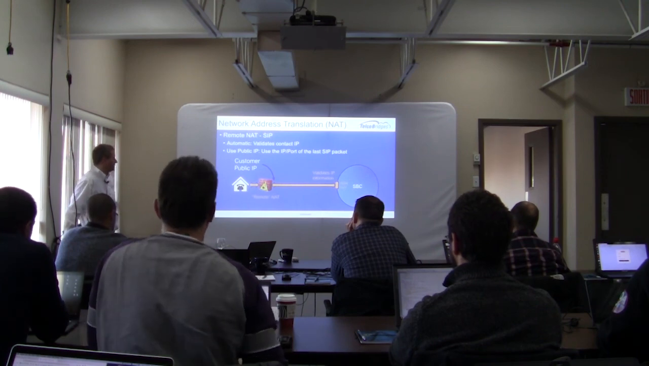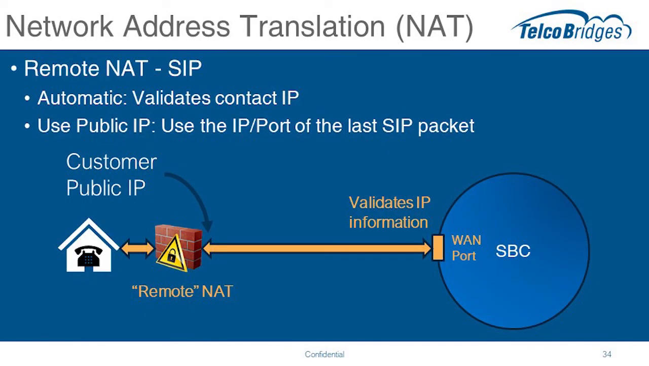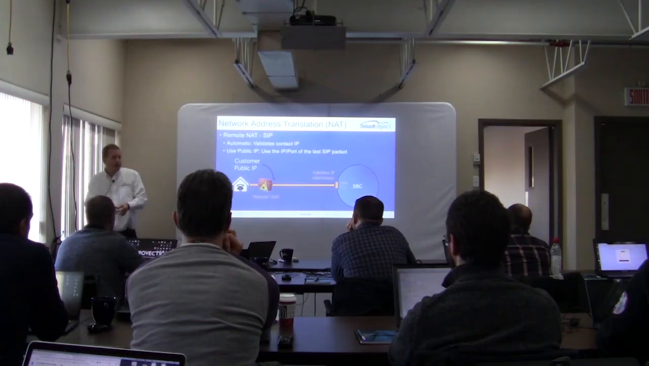Then you have the remote NAT for SIP. There are 2 modes here. Either we validate the contact IP that we receive, or we use the IP and port of the last SIP packet. So we open up the system and wait until we receive something, then we verify what we receive, and then we can accept calls coming from a system behind a NAT. So either we check the contact IP or we check the socket IP of the message.